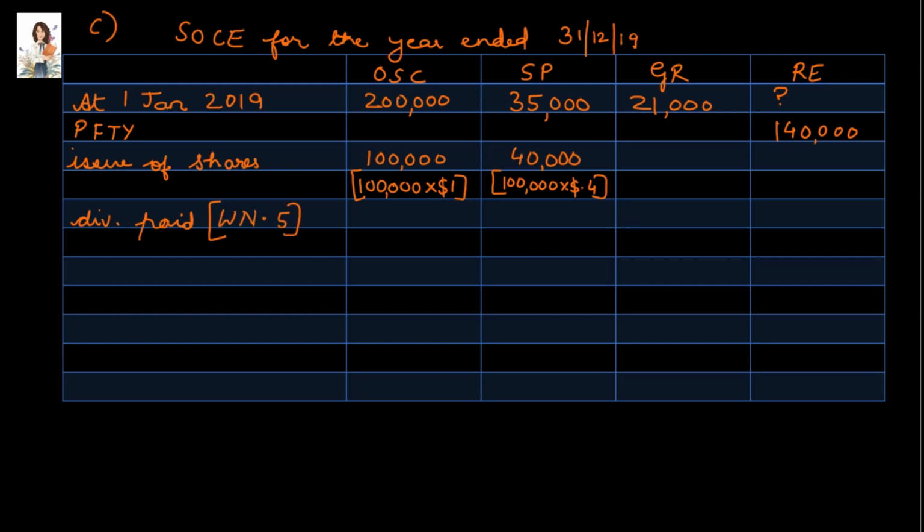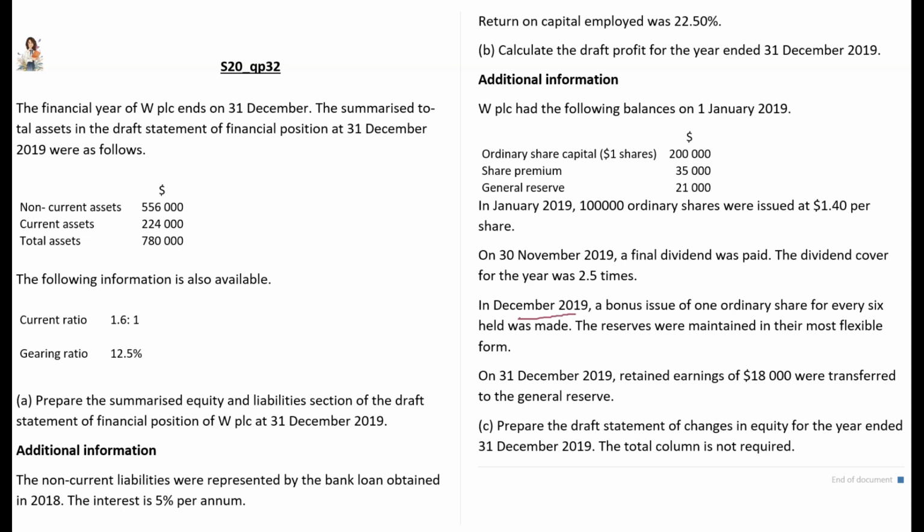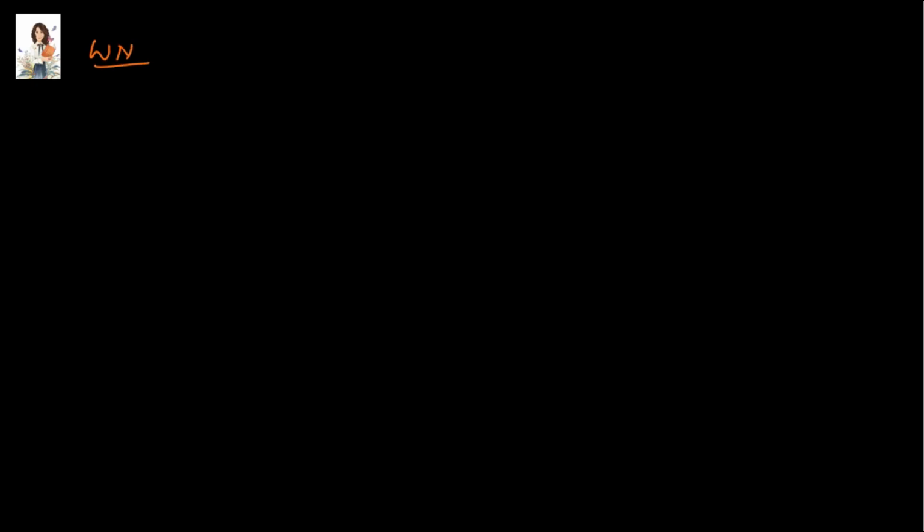Dividend will always be paid out of retained earnings. So $56,000 of dividend. In the last month of the year, a bonus issue of 1 ordinary share for every 6 held was made. So we need to prepare a working note to find out the number of bonus shares issued. So this is working note 6.